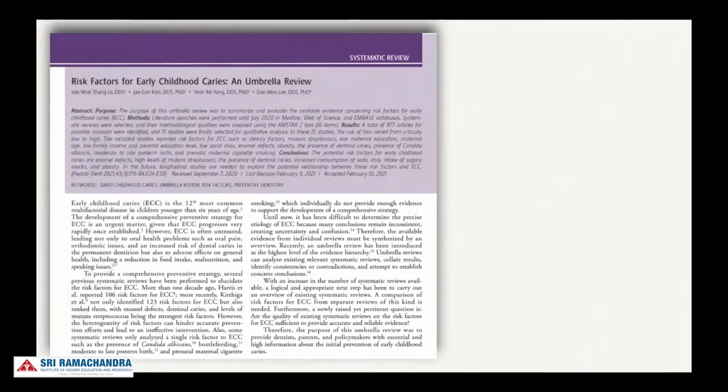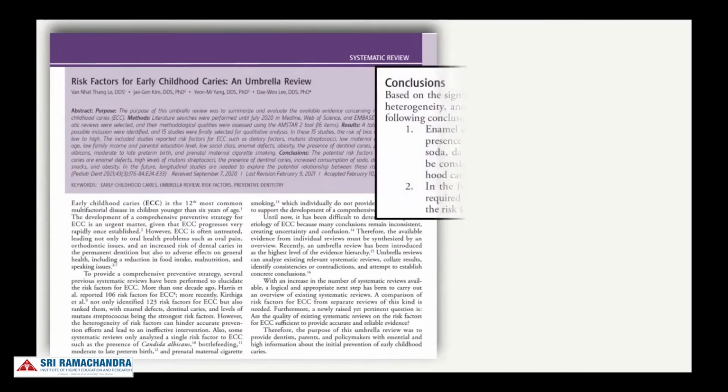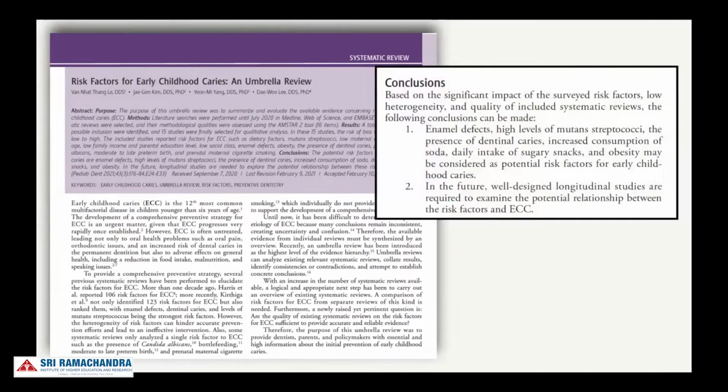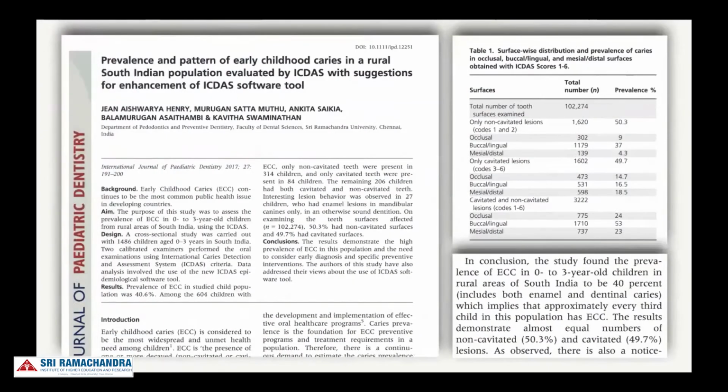Recently, there was another umbrella review which analyzed 15 systematic reviews on risk factors of early childhood caries. This paper too concluded and confirmed that enamel defects are indeed one of the highest risk factors of early childhood caries. Now, a few years back, we did an epidemiological study to find out the prevalence and pattern of ECC in rural South Indian population using ICDAS.